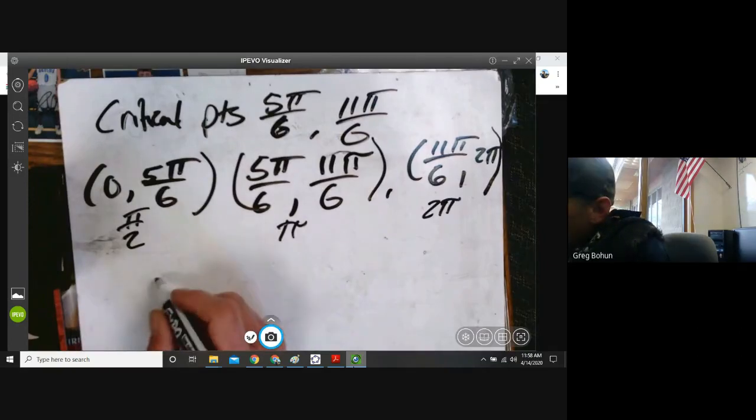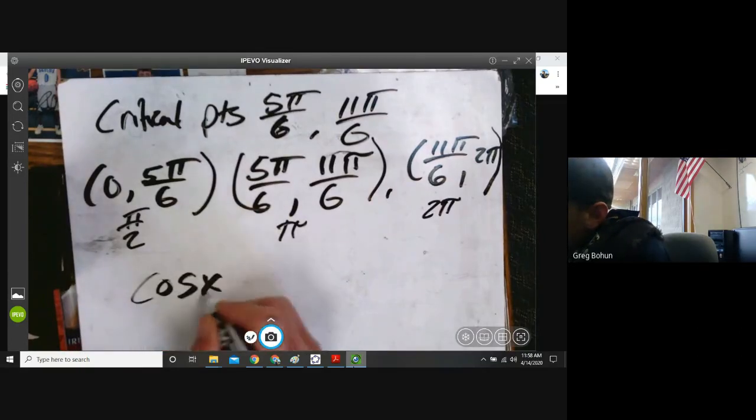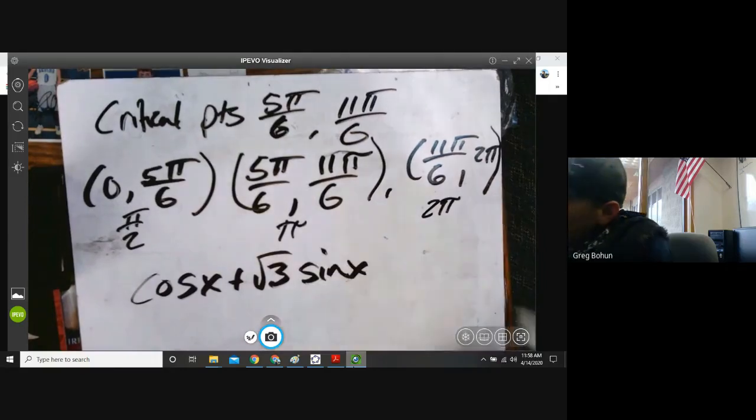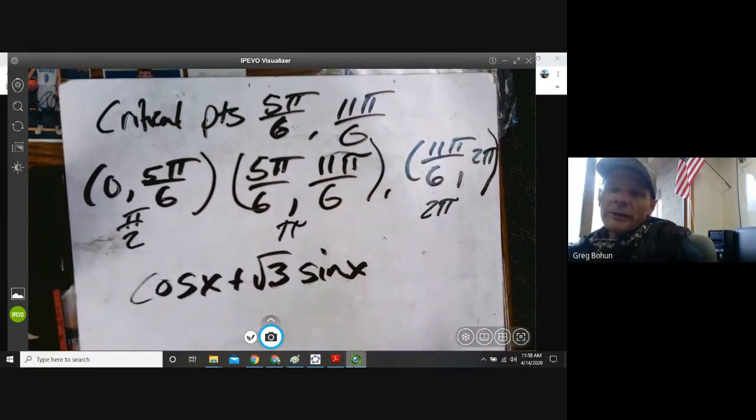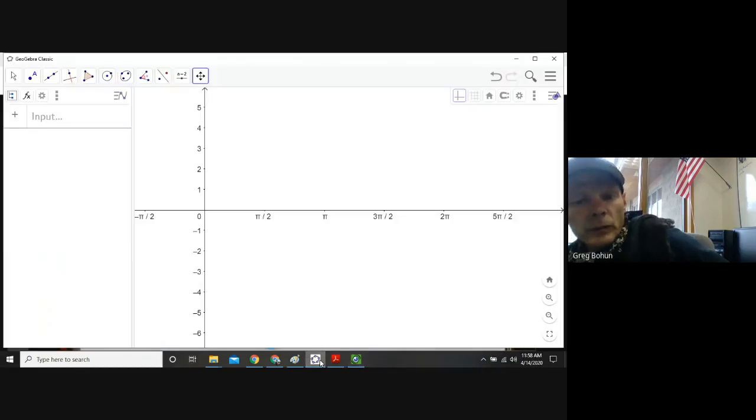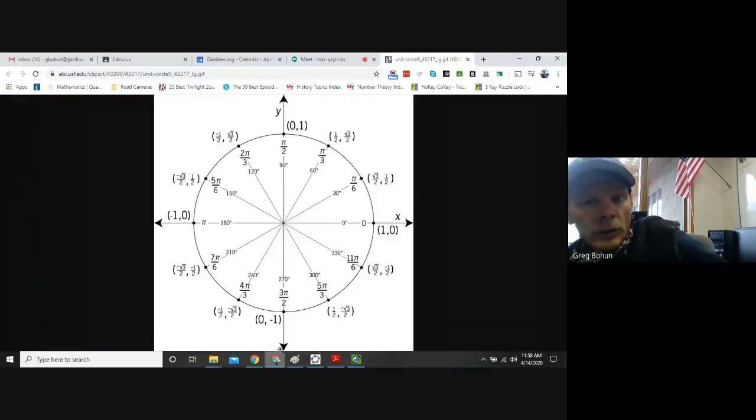Now remember the derivative is the cosine of x plus square root of 3 sine of x. And we just want to know, is that greater than 0 or equal to 0? So pi over 2. Cosine of pi over 2 and the sine of pi over 2. I might have misspoke there. Cosine of pi over 2 is 0. Sine of pi over 2 is 1.